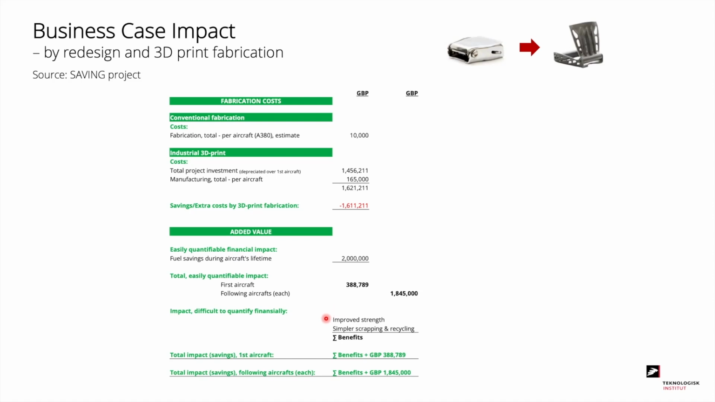On top of that, you have some benefits that are more difficult to quantify economically. Namely, you have an improved strength of the buckle, and it's easier to scrap and recycle. So, summing up at the bottom, the total impact for the first aircraft is the benefits and a sum of almost 400,000 British pounds, while for each of the following flights you have the benefits plus 1,845,000 British pounds by changing to additive manufacturing.